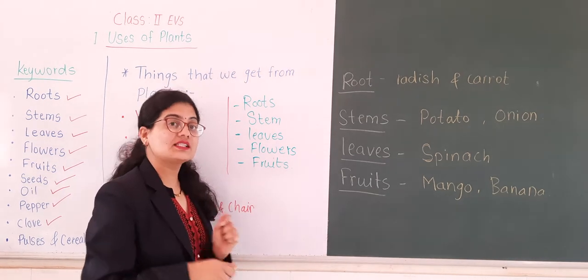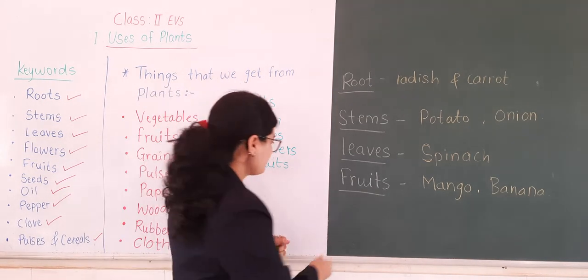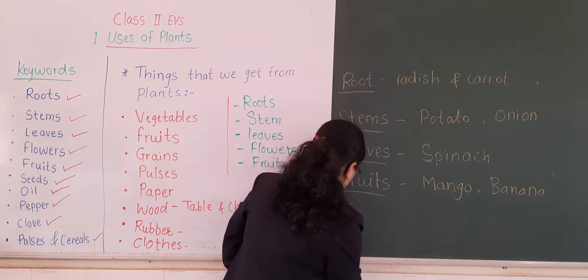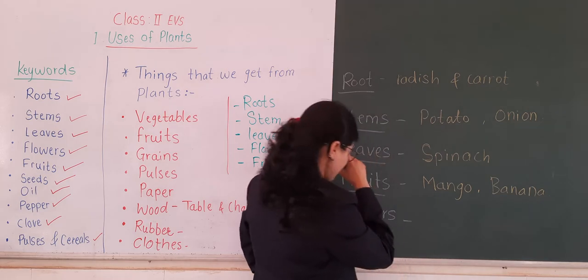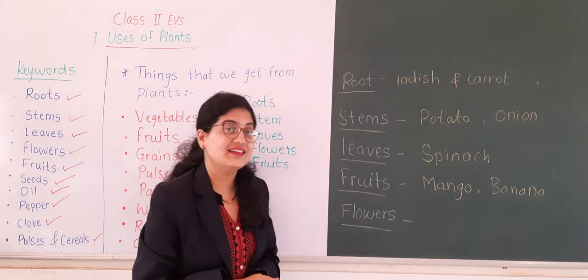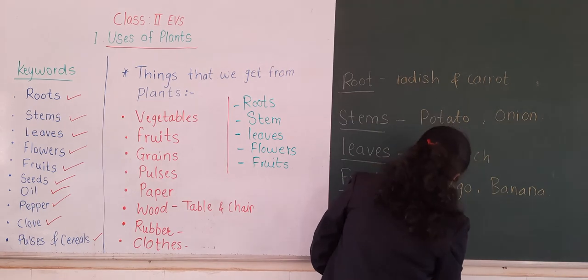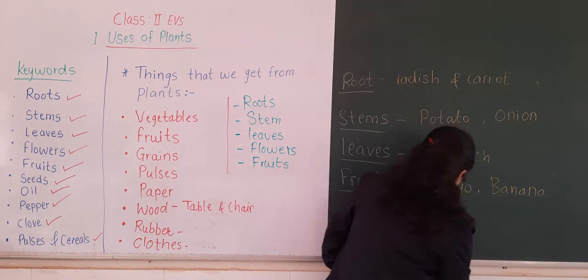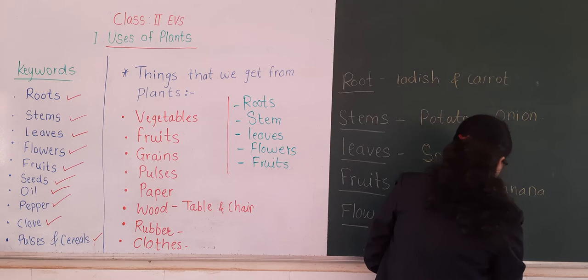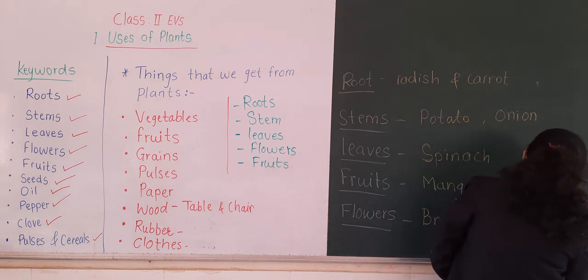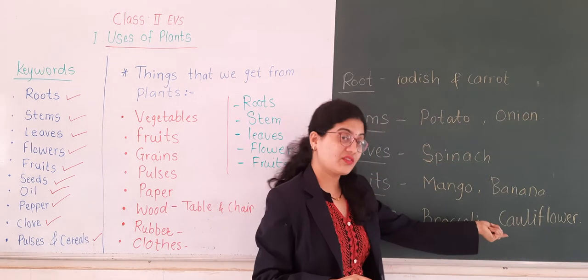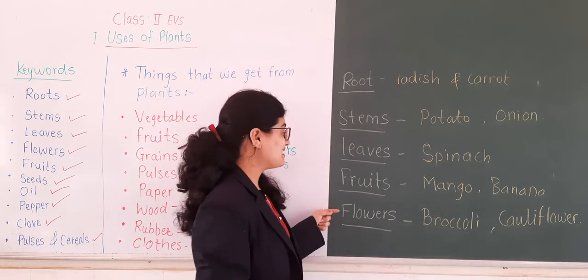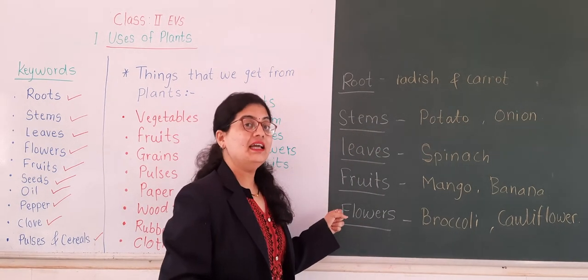We also eat some flowers. Okay? Which is the next part that we eat? That is flowers of a plant. Which flowers do we eat? Yes, very good. We eat broccoli and cauliflower. Do you like this food? Do you like broccoli and cauliflower? Yes, these are some flowers that we eat.